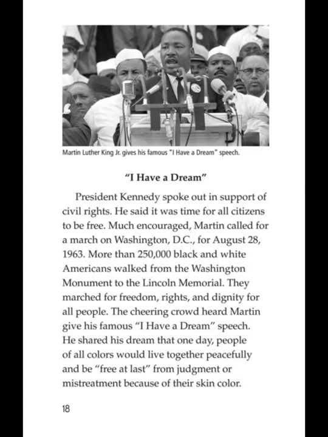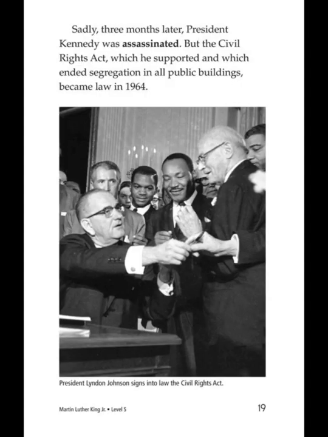He shared his dream that one day people of all colors will live together peacefully and be free at last from judgment or mistreatment because of their skin color. Sadly, 3 months later, President Kennedy was assassinated, but the Civil Rights Act, which he supported and which ended segregation in all public buildings, became law in 1964.